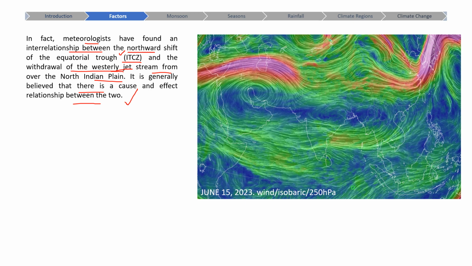Now you can see here, this is 15th June 2023 data at 10 kilometers above sea level. The jet streams have been withdrawn and broken. And this break and disturbance is because of the position of the ITCZ, which is here now, in this area.